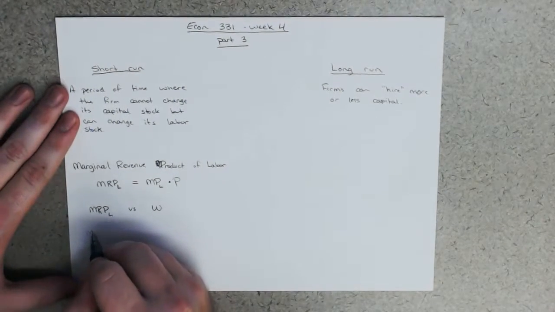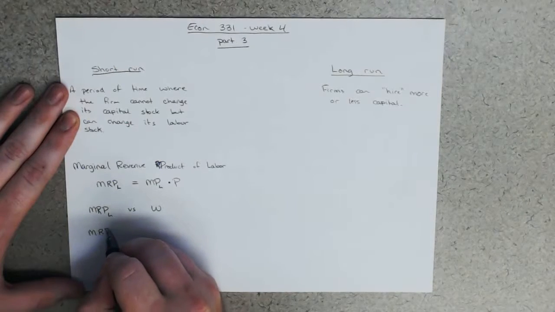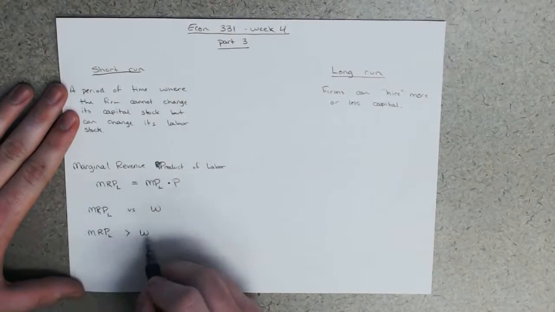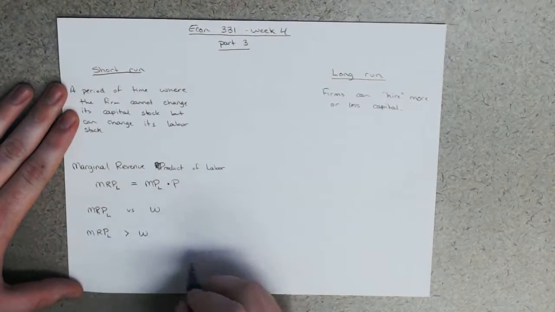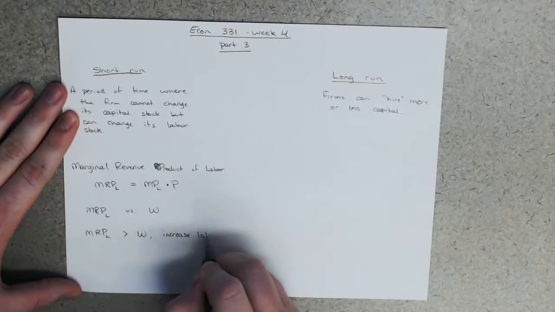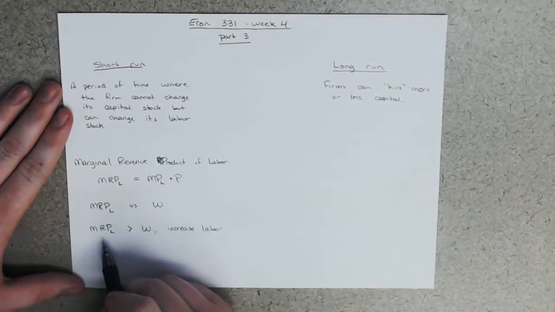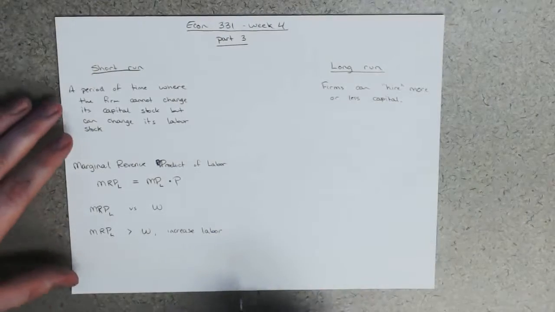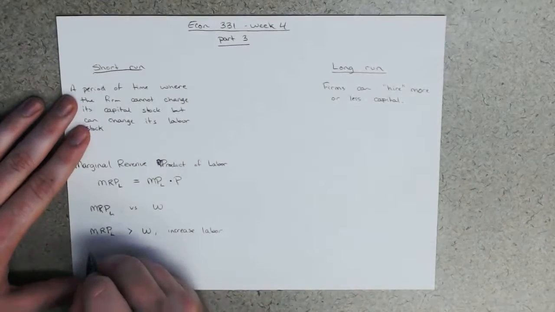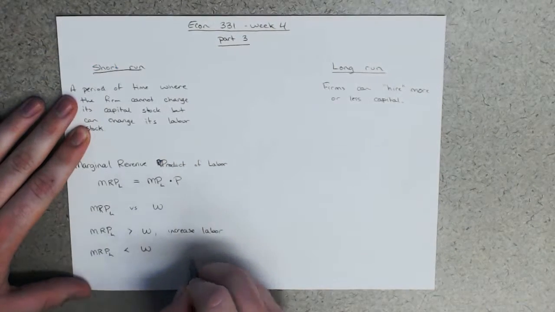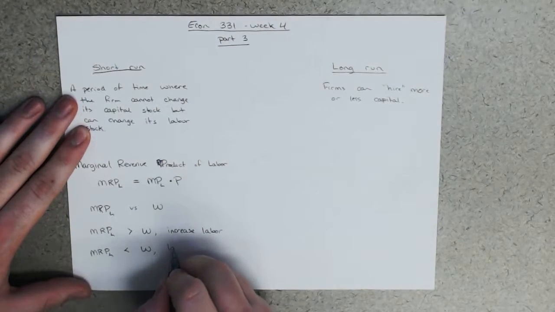Okay, so if the marginal revenue product of labor is greater than the wage, so if we're making more money than we're spending on labor, then increase labor, right? Hire 1 more worker. So if 1 more worker will earn you more money than you will spend on hiring that worker, you should hire him. Okay, if the marginal revenue product of labor is less than the wage, you need to lay someone off.